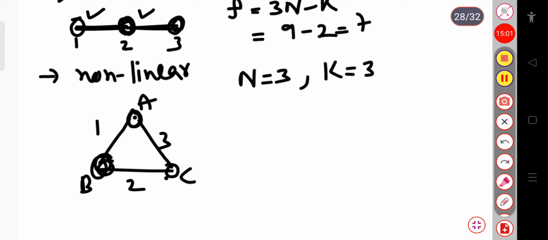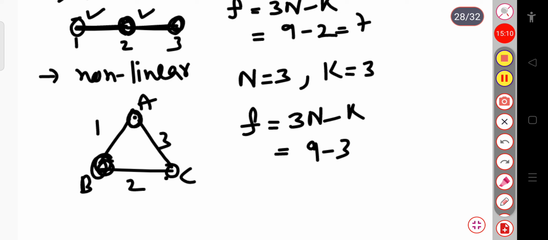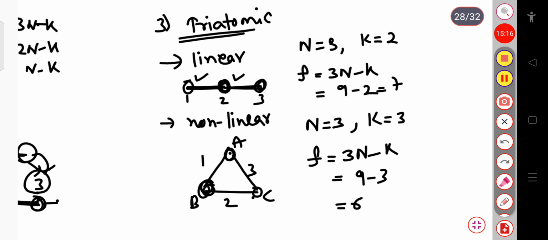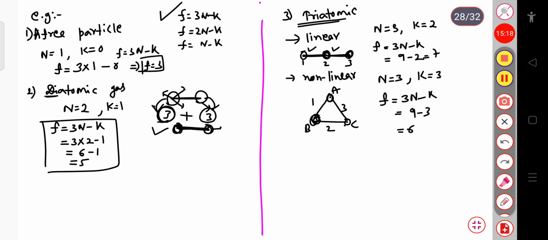And similarly, if you calculate the degrees of freedom, f equal to 3n minus k. So this will be 3 into 3, 9 minus 3. So that will be equal to 6. So for the non-linear triatomic molecule, the degrees of freedom is 6. This is for the three-dimensional system we have discussed. Okay. Now we will see more examples.